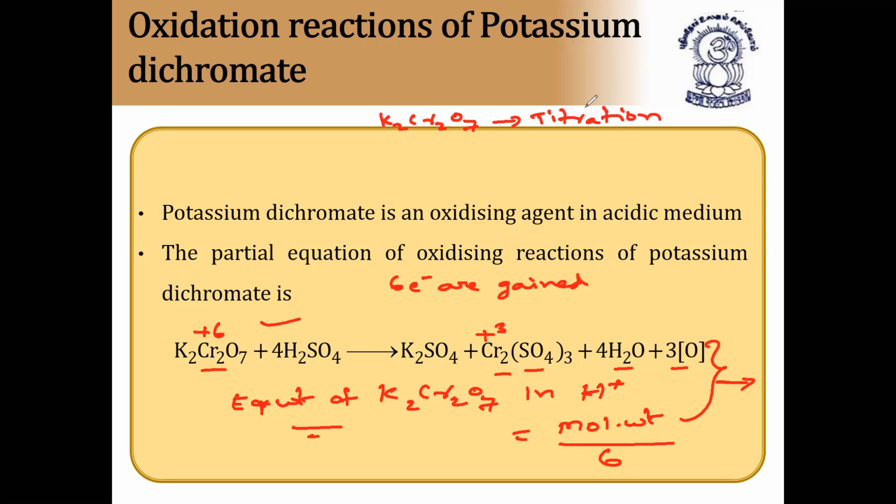I hope it is clear. Please note down: the equivalent weight of potassium dichromate in acidic medium is equal to molecular weight by 6, because it gains 6 electrons. One chromium gains 3, and since two chromiums are there, it is 6. How did we get the +3 state? In chromium sulfate, 2x minus 6 is equal to 0, because the charge of sulfate is 2 minus and 2 into 3 is 6. So 2x is equal to 6, and x is equal to 3. It changes from +6 to +3, but two chromiums are involved, so a total of 6 electrons are gained.